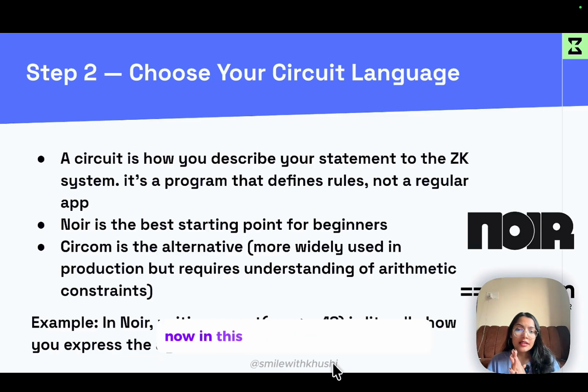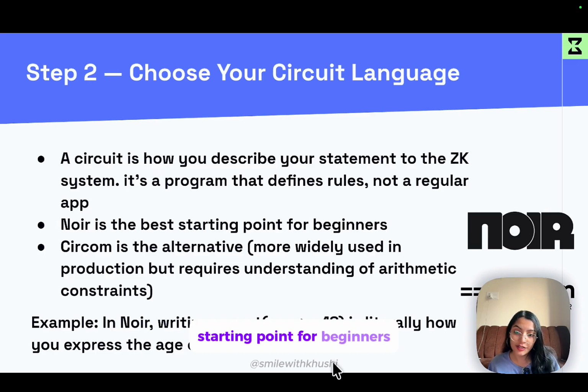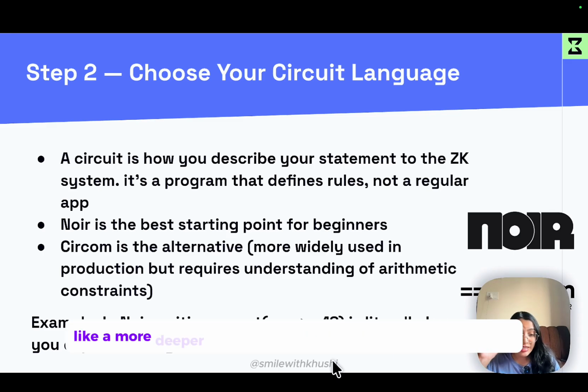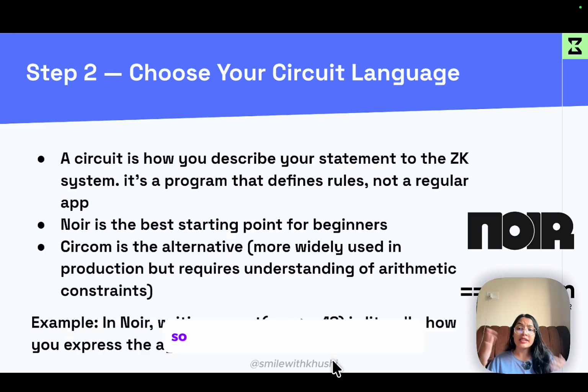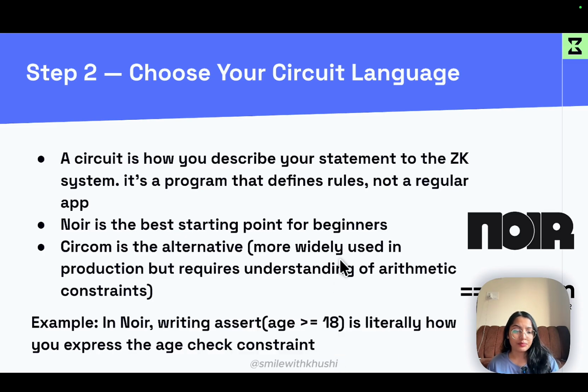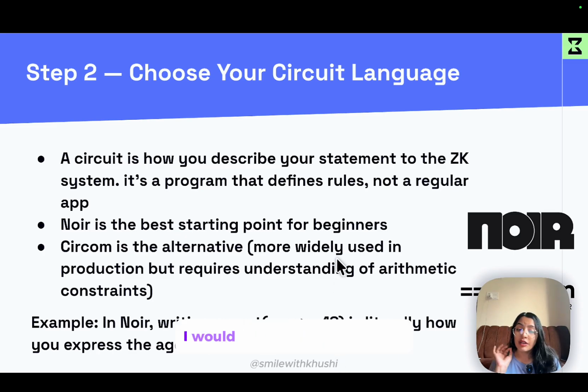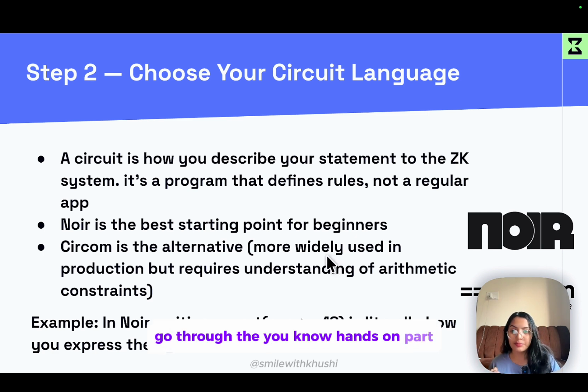In these videos, we are picking Noir as the best starting point for beginners. Circom is the alternative. It is mostly used in production, but again, it requires a deeper understanding of arithmetic constraints. So let's go with Noir as a beginner's choice for these workshops. And yes, again, I would highly recommend that you also refer to the Noir documentation as we go through the hands-on part.